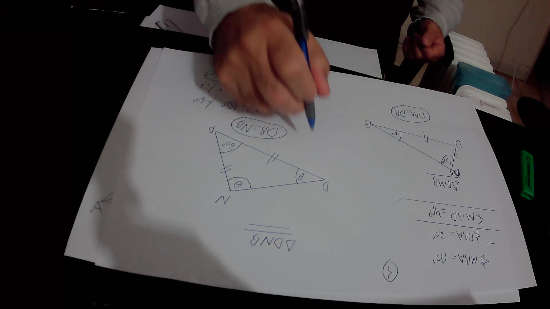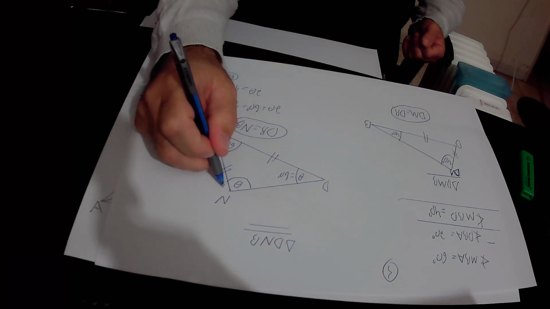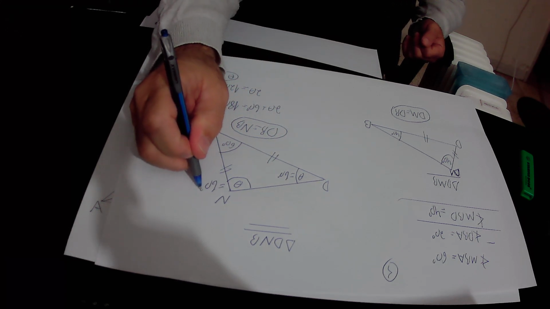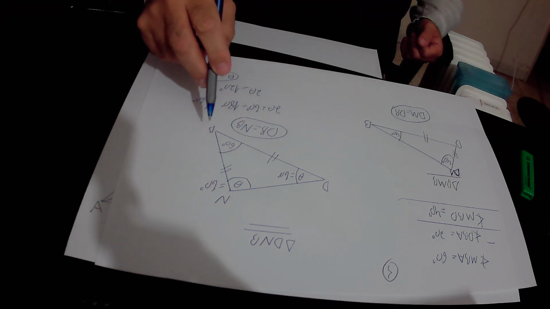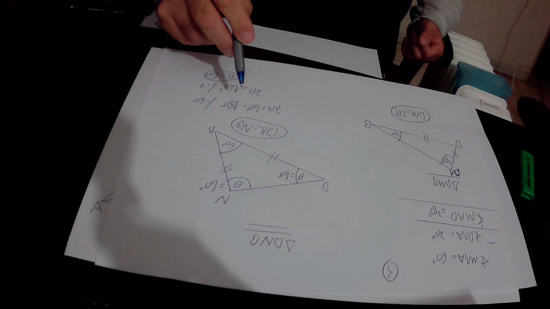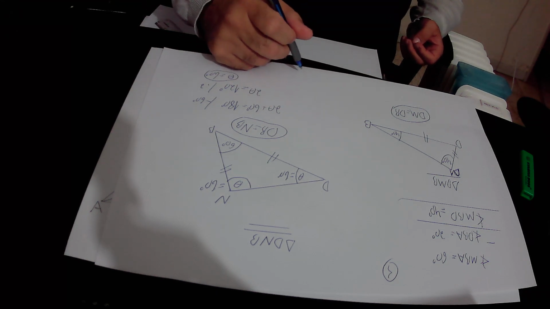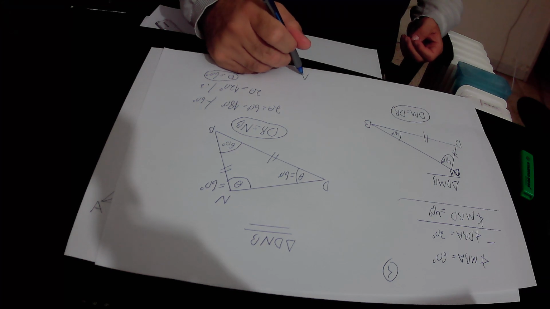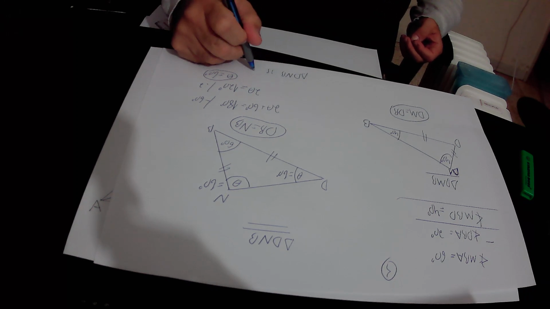So this angle theta is equal to 60 degrees in size, and this angle theta also equals 60 degrees in size. In triangle DNB, all three angles are equal to 60 degrees, therefore triangle DNB is an equilateral triangle. Write it down: the green triangle DNB is an equilateral triangle.